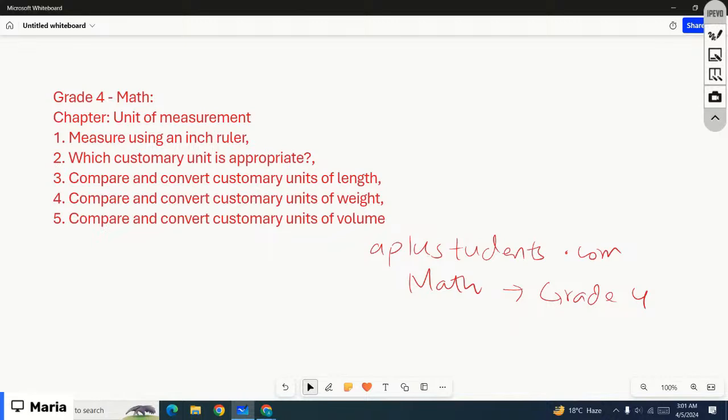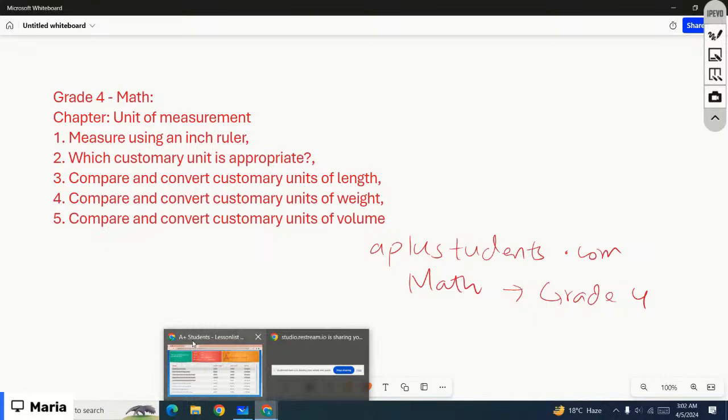We are going to start with the lesson that is unit of measurement, and the lessons we are going to cover from the lesson are measure using an inch ruler, which customary unit is appropriate, compare and convert customary units of length, compare and convert customary unit of weight, compare and convert customary unit of volume. So let's just start with the lesson that is unit of measurement.